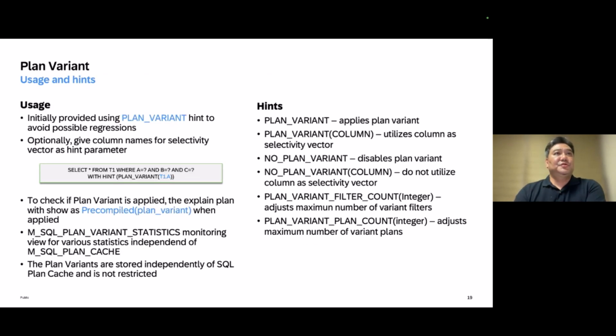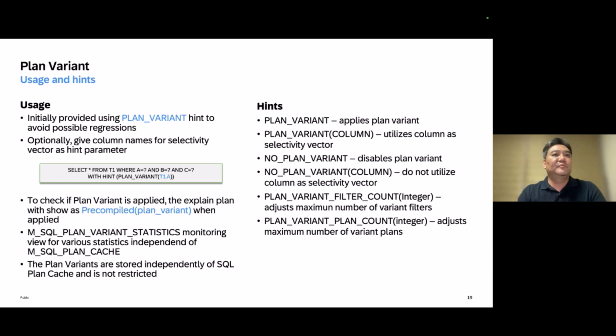And to use the plan variant, like I've mentioned, we'll use it with the hint called plan variant. And also you can give a column name of a specific table that you are sure must be selected as a filter variant.